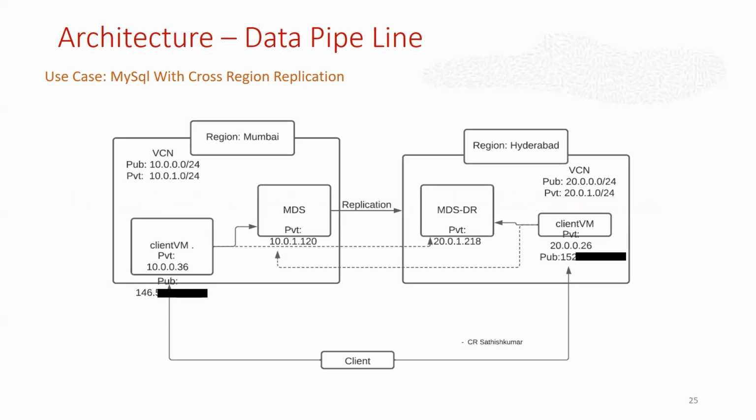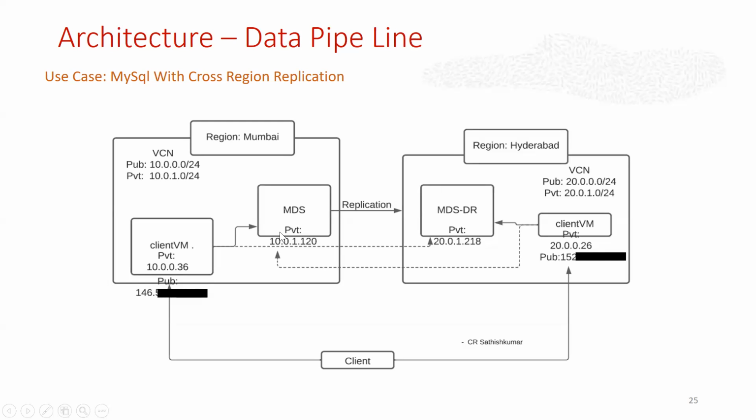This is the architecture of the data pipeline. The second use case is to implement the DR replication in standalone MDS. Here, the managed data service in Mumbai region is the primary, and MDS in Hyderabad is the DR site. The steps for deploying MDS in Hyderabad are the same as we did for the Mumbai region in my previous video. If you didn't watch it, please watch it prior to watching further.